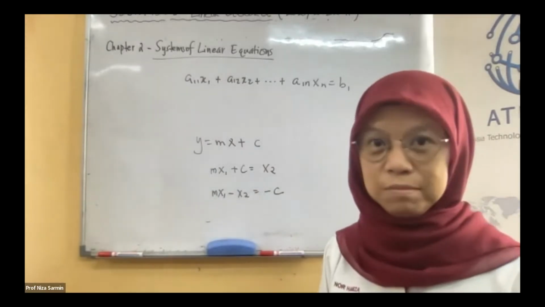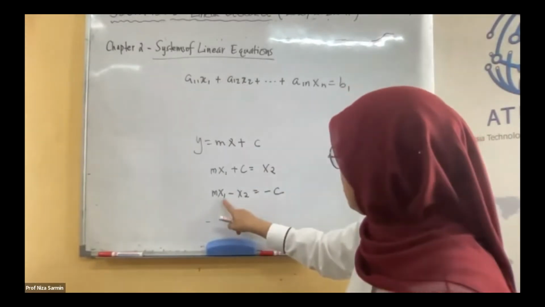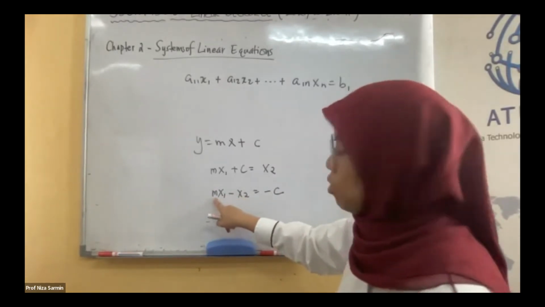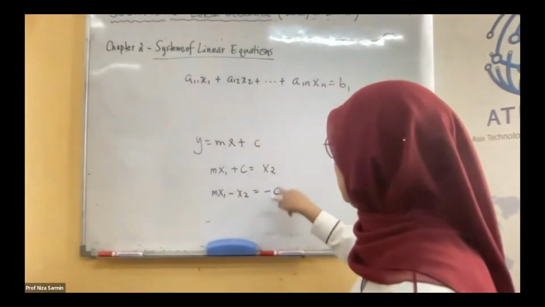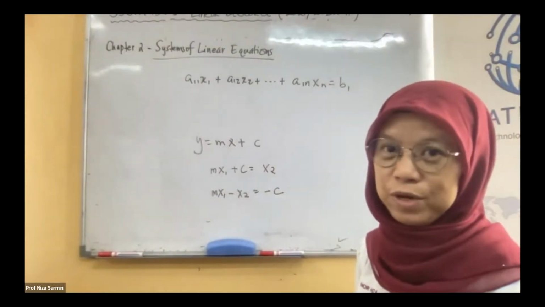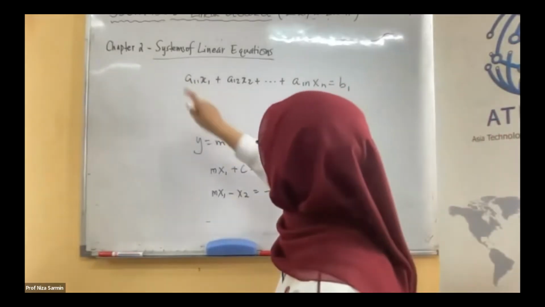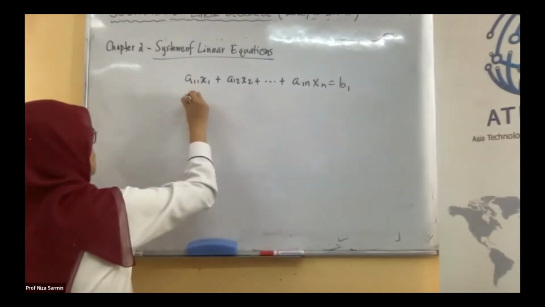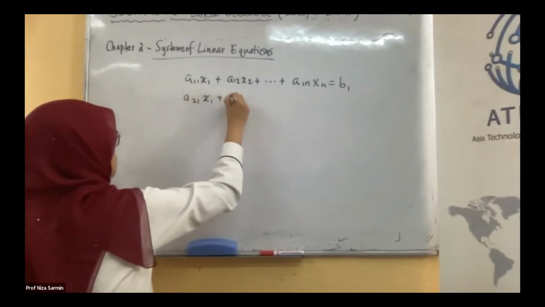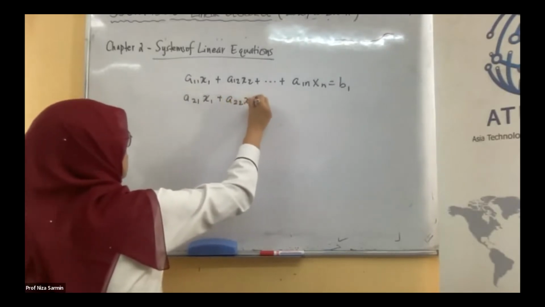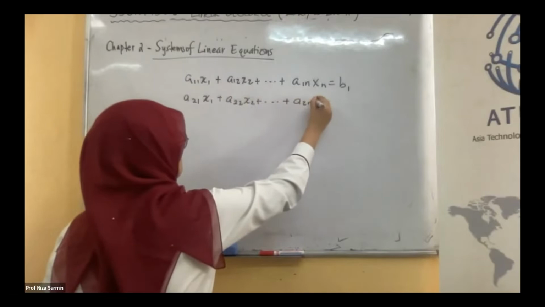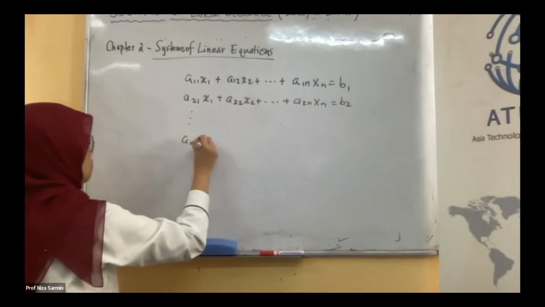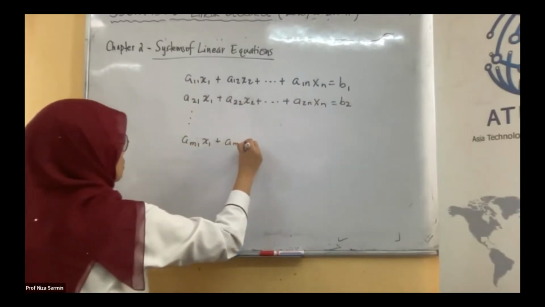To rewrite what we learned before in terms of the variables, two variables with the coefficients, right? Equal to a number. Okay, we want to write it this way. I will write down all of it before I give it. So the second equation with the same variables, and the m equation with the same variables.